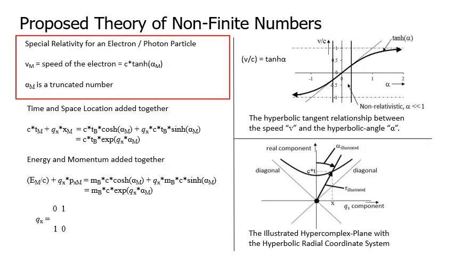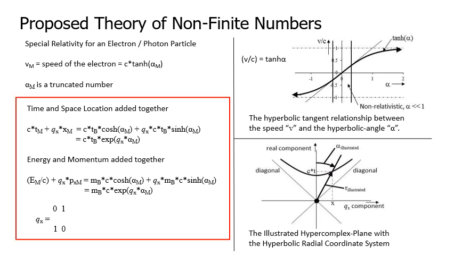Now that we have an infinity based in logic, we can apply it to division by zero singularities that occur in mathematical models of physics. We start simple. Our first example application is location and momentum of an electron particle. The electron particle moves at speed v equal to the speed of light multiplied by the hyperbolic tangent of a hyperbolic angle alpha. The subscript m means angle alpha is a truncated number.